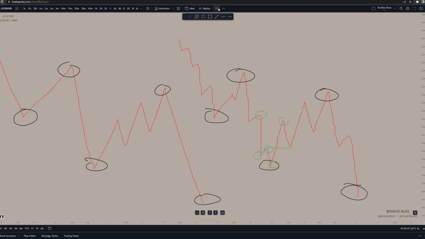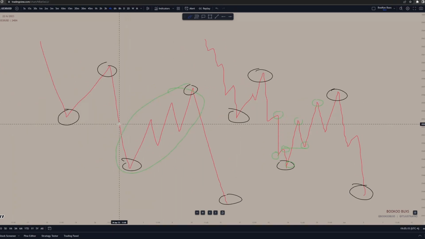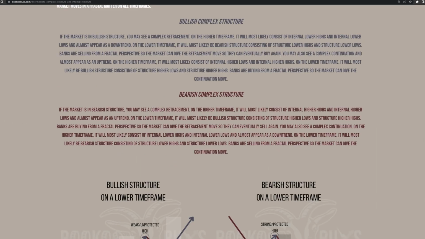Got you. So stick with me here. Hopefully as I keep talking, it'll make more sense. But ultimately what I'm trying to say is the higher time frame, when you get a complex retracement or even a complex continuation, most of the time when you go down to a lower time frame, it just directly represents break of structure on the lower time frame. And to get to the second part, banks are selling from a fractal perspective so the market can give their retracement move so they can eventually buy again. Or banks are buying from a fractal perspective so the market can give the continuation move.